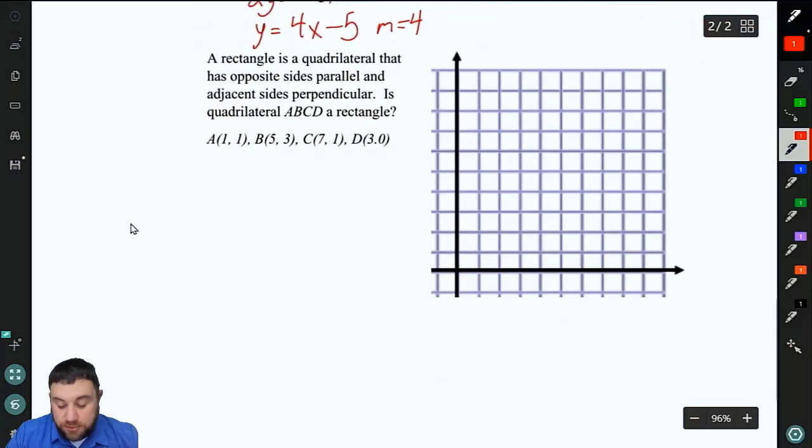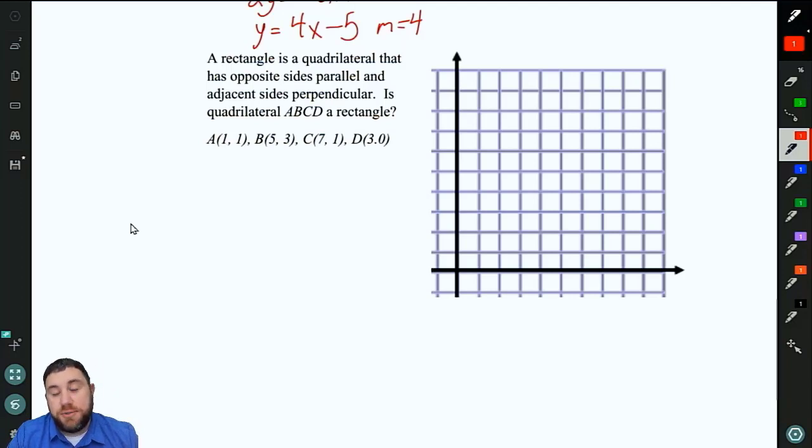Now, a rectangle is a quadrilateral that has opposite sides parallel and adjacent sides perpendicular. Adjacent sides are two sides that share a vertex, share a corner. So is quadrilateral ABCD a rectangle? So we need to find the slope of all four sides and make sure opposite sides are parallel and adjacent sides are perpendicular. If that's the case, it's a rectangle. If we find just one situation where that's not a case, it's not a rectangle. It may be some other special shape, but it is not a rectangle. And we'll get more into rectangles in a few weeks.